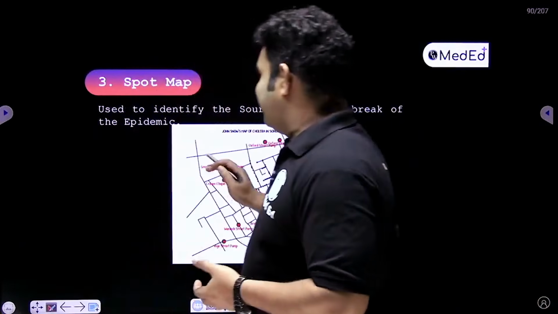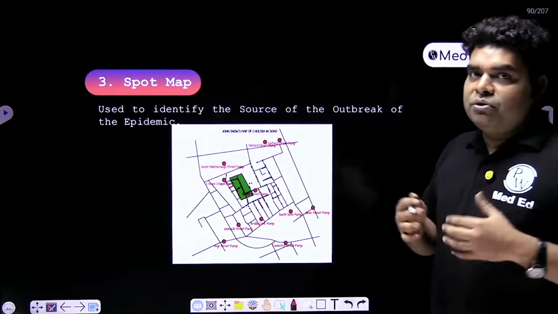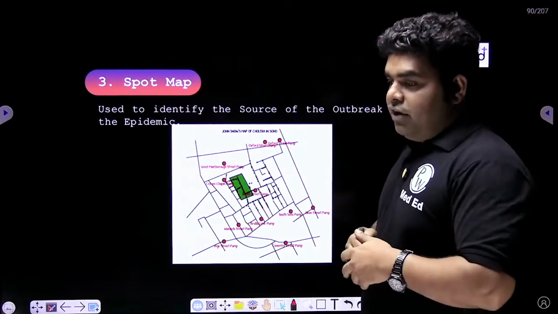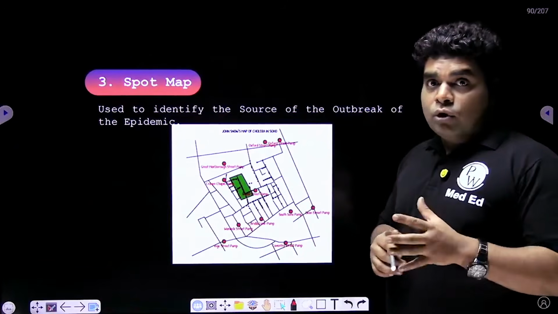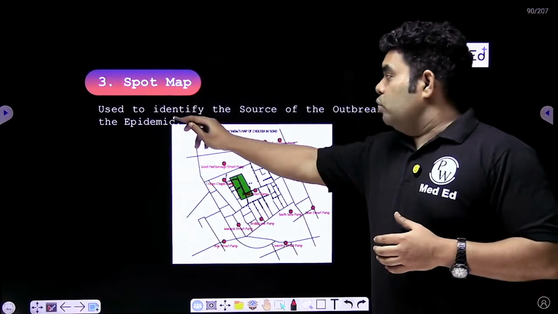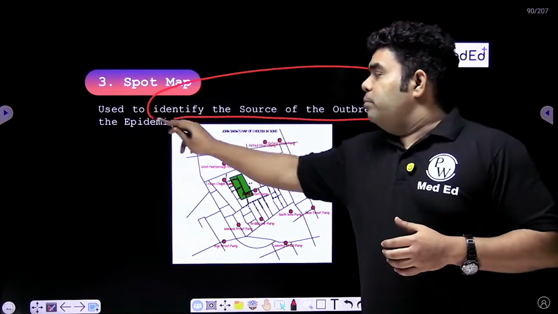So this is a pie chart, circular, which can be used to tell us the balanced diet. This is a spot map. What is the role of a spot map? It identifies the source of outbreak, that from where the outbreak is starting.